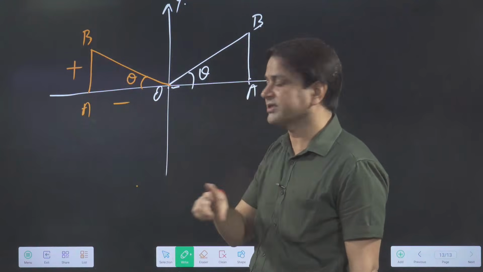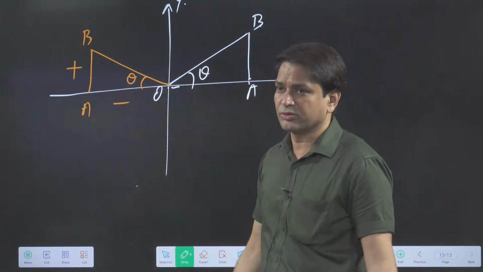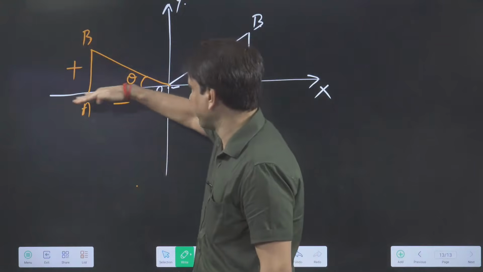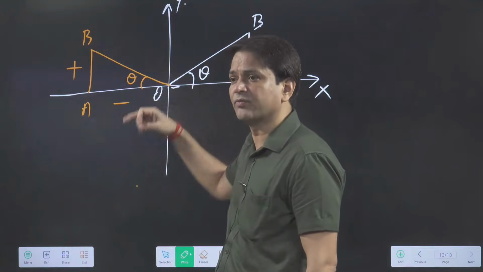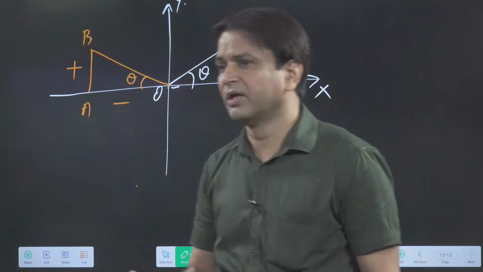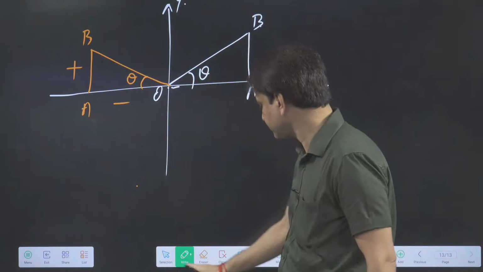If I am saying cos theta, so cos theta is what? Adjacent. Adjacent is what? Negative. So that's why it will come negative. If I am saying tan theta, so opposite upon adjacent, positive upon negative, what will you get? Negative. So that's why only sine will come positive and the cos and tan will come negative. Everybody got or not?